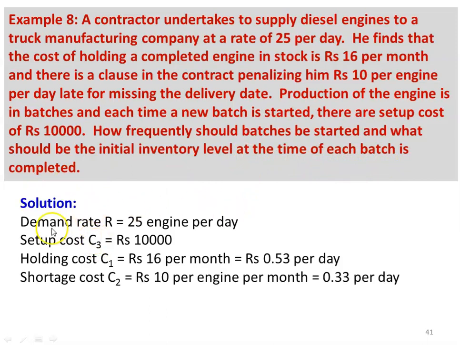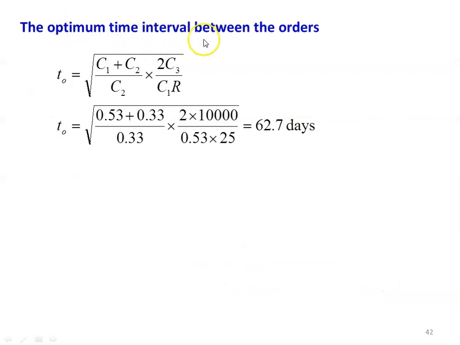The solution to the problem: demand rate R equal to 25 engines per day, setup cost is rupees 10,000, holding cost C1 equal to 16 per month, which is 0.53 per day, and shortage cost C2 equal to 10 per engine per month, which is 0.33 per day. The optimum time interval between the orders, TO equal to square root of (C1 plus C2) divided by C2 into 2C3 by C1 into R. So, substituting, 0.53 plus 0.33 divided by 0.33 into 2 into 10,000 divided by 0.53 into 25 equal to 62.7 days.